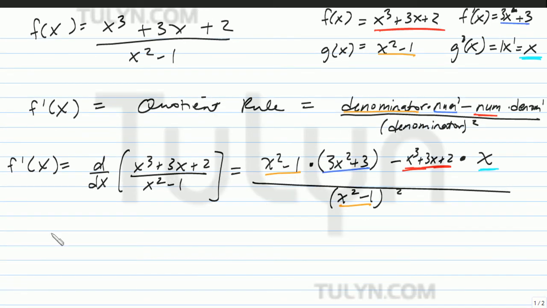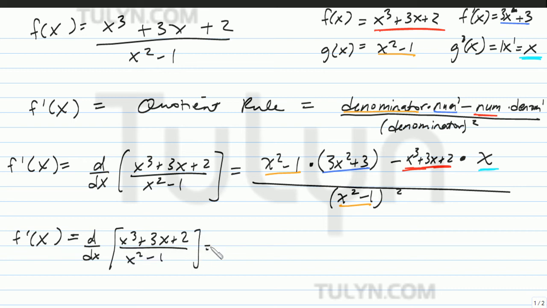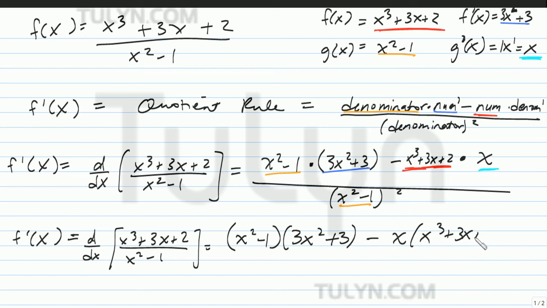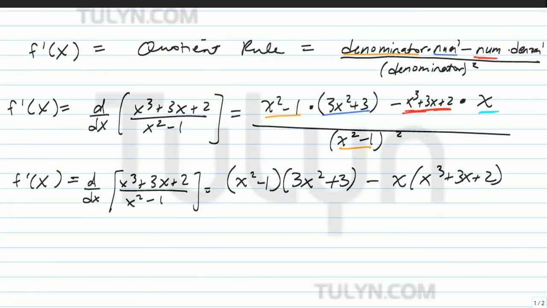And so f prime of x is equal to the derivative with respect to x of x to the third plus 3x plus 2 divided by x squared minus 1 equals, go ahead and rearrange this so that you can remember how to FOIL. This is a product of binomials, so it's going to be FOIL. And over here it's going to be the distributive property, distributing the x to each term right here. I rearrange it so that the monomial is on the outside of the trinomial, so you remember to multiply the monomial by each term inside the trinomial.